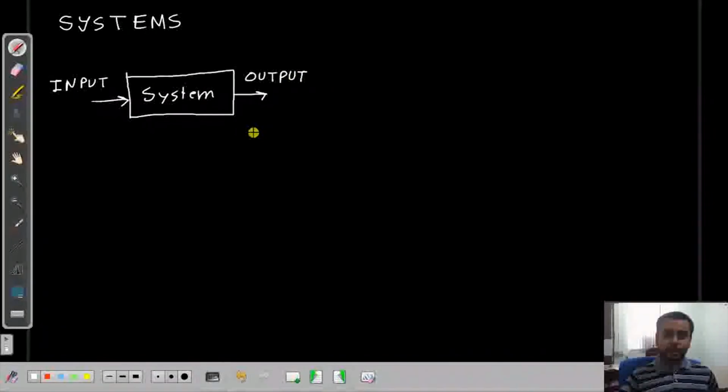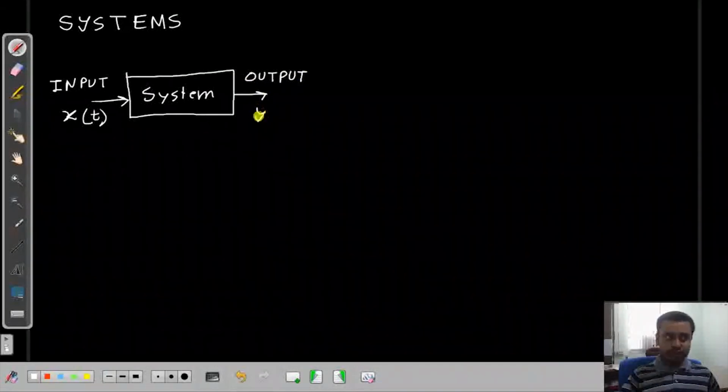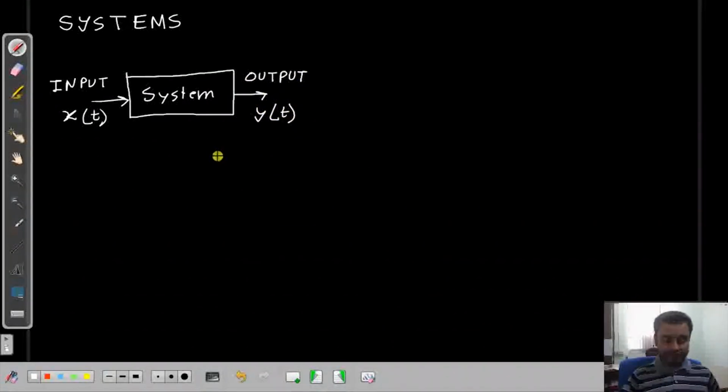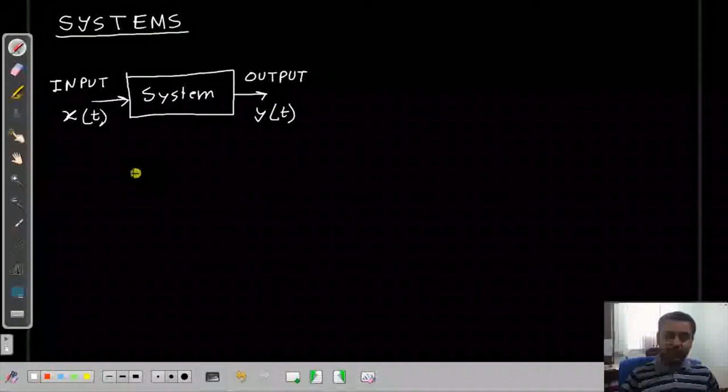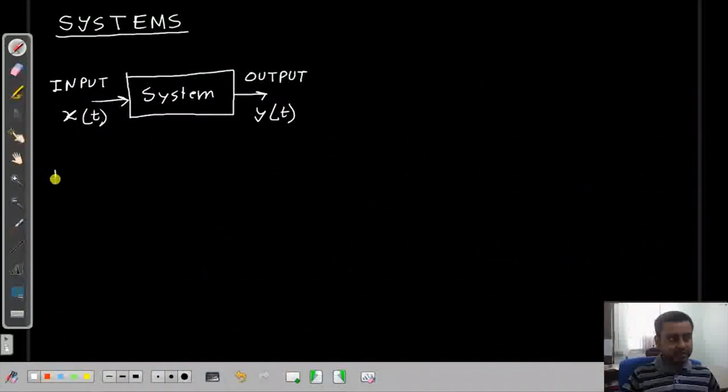In this course, we shall consider systems with only one input and only one output. Input can vary with time, so input is a signal which you may denote with the symbol x(t). Similarly, output can vary with time, so output is also a signal which you may denote with the symbol y(t). That's how we draw a system. Let us now look at some simple examples of systems.